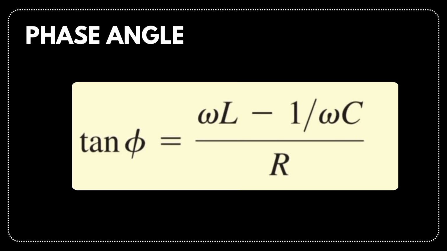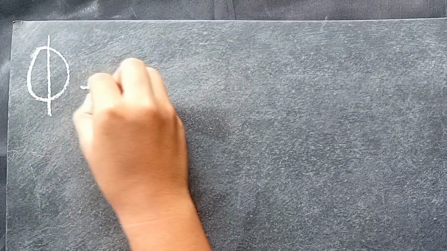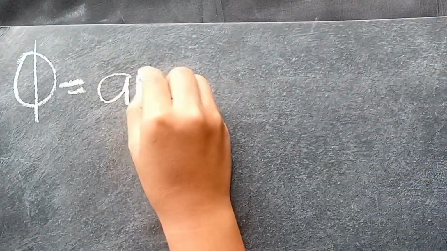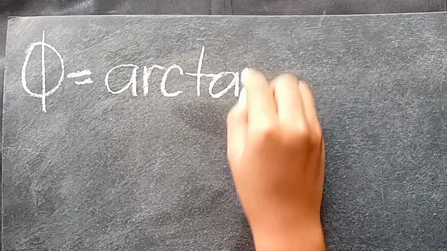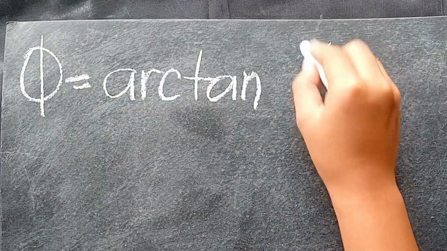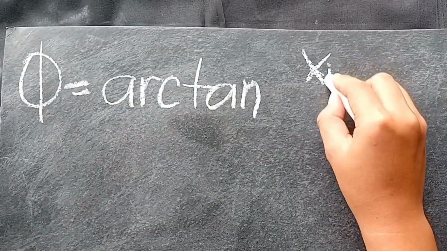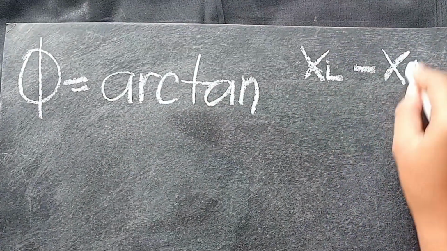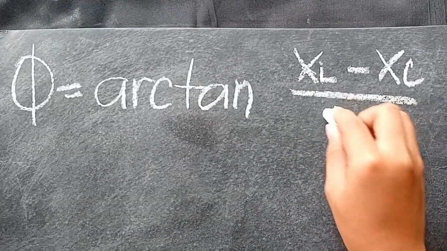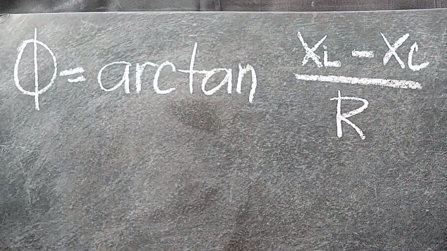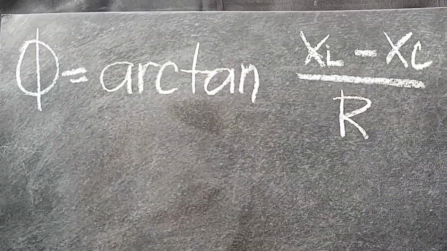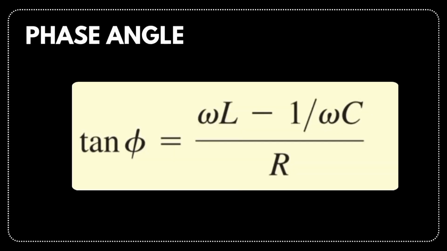So phase angle can be calculated using this formula. Phase angle is equal to arctan times XL minus XC over R. But before going deeper into this formula, which is your phase angle formula, let me discuss kung asa gid gikan ang phase angle nga formula.